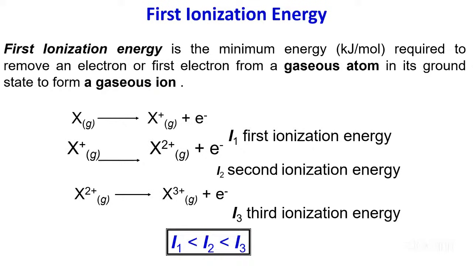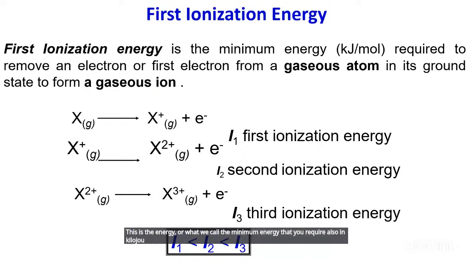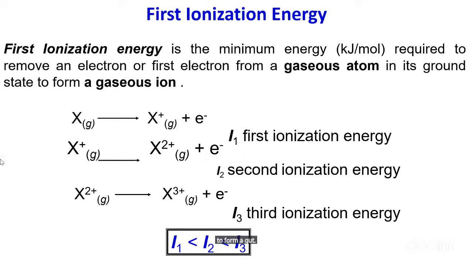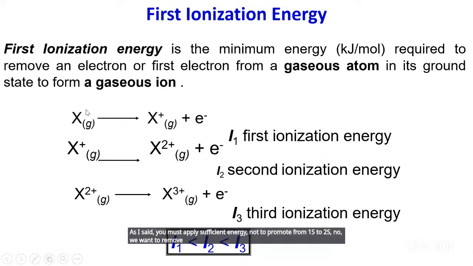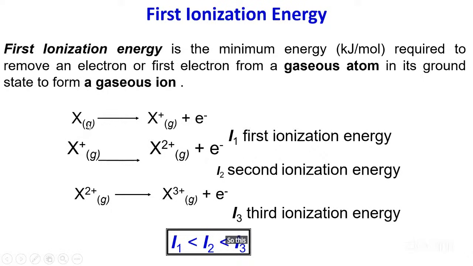This is the energy, or what we call the minimum energy that you require, also in kilojoules per mole, to remove just one electron, the first electron, to form a gaseous ion. For this to occur, the atom has to be in the gaseous form, in the ground state. As I said, you must apply sufficient energy, not just to promote from 1s to 2s. No, we want to remove it completely. So this is an atom in the gaseous form.